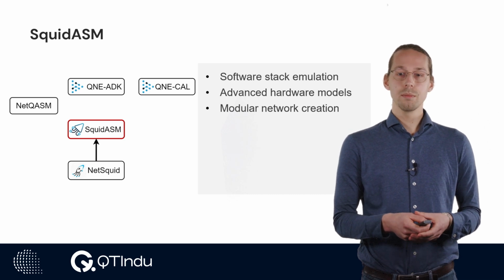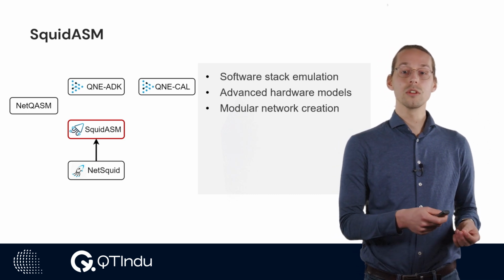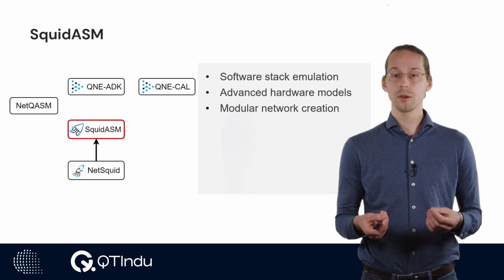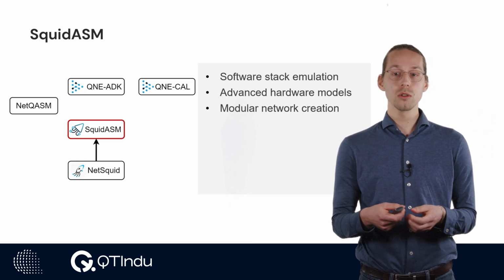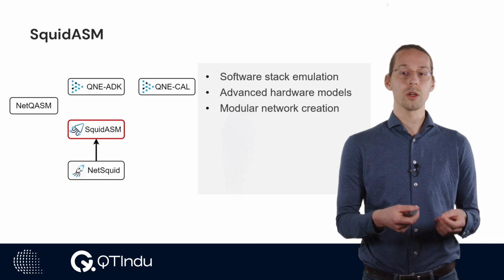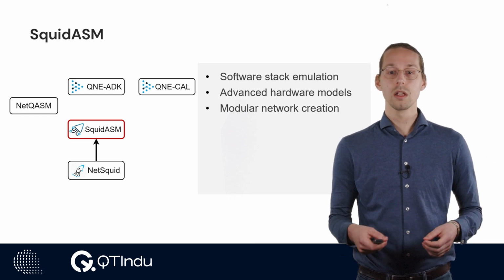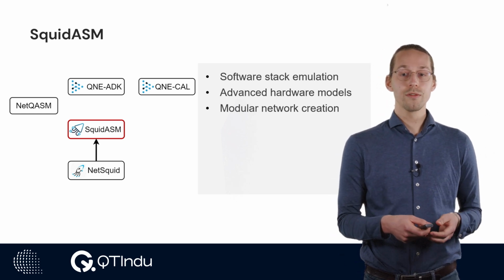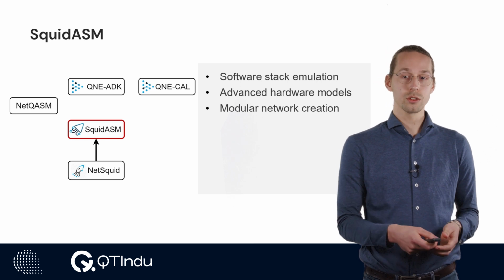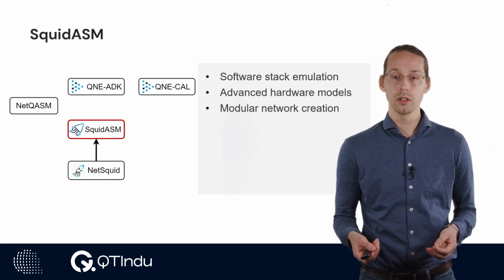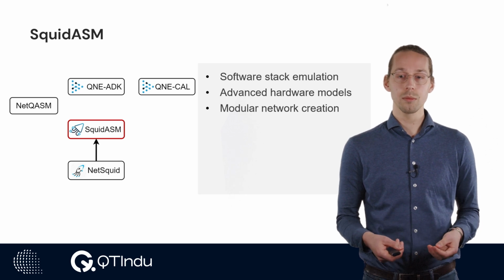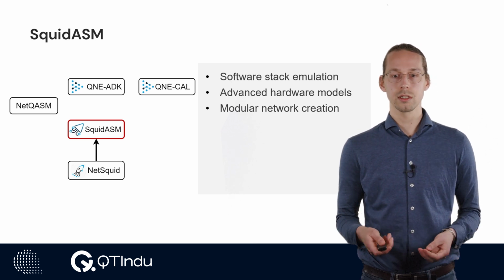SquidAsm is a simulator based on NetSquid, simulating both the software and hardware of a quantum internet. Users can write quantum network applications that closely resemble those running on real hardware and then simulate them. SquidAsm comes with various advanced hardware models from researchers in the field. It also has a user-friendly modular network builder, allowing users to easily set up a working quantum network and test their applications.